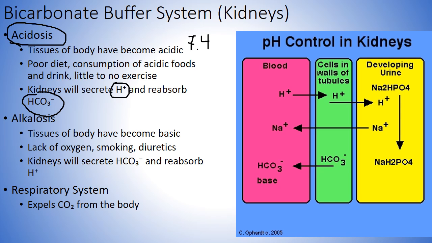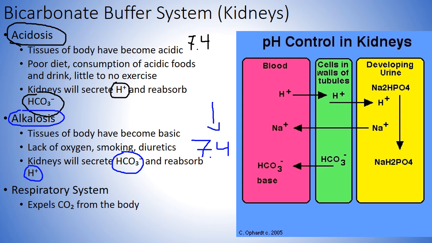When our bodies are in alkalosis, or basic, our kidneys will do the exact opposite: secrete bicarbonate ion and reabsorb hydrogen ion. Okay? And this is in hopes of bringing the pH levels back down to 7.4.